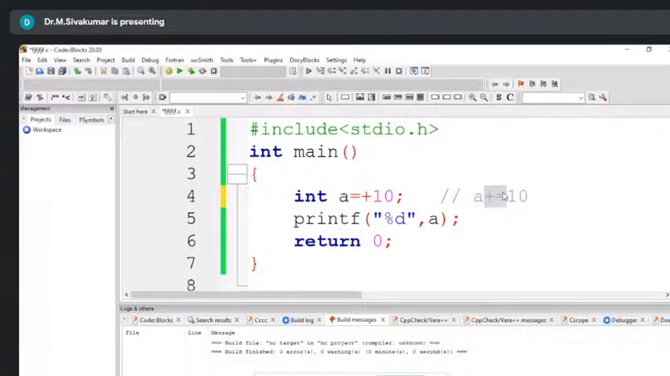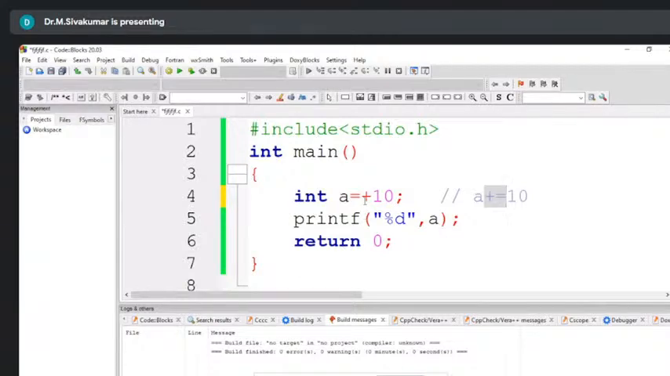In any language, like Python or Java, whatever language it may be, they will have a thought like a equals plus 10. This is unique information. Actually, it is not there in any textbook or on any website.